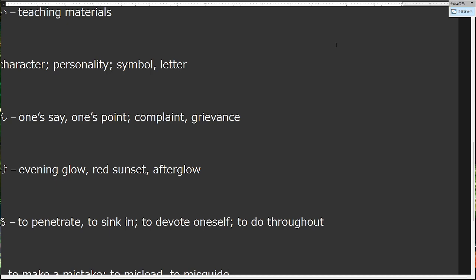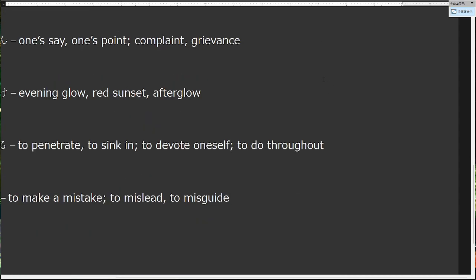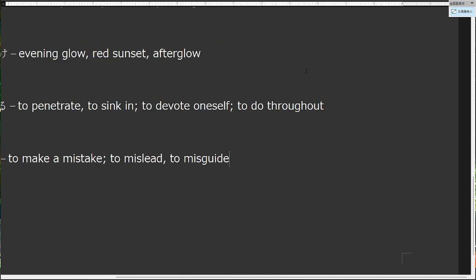Character, personality, or a symbol or letter, aka a character, is a kyarakta, directly from the English. Kyarakta is a character. One's say, or one's point, is one's ibun. An evening glow, or the red sunset, is the yuyake, aka the burning sunset, or burning evening, which I like a lot. This is one of my favorite words.